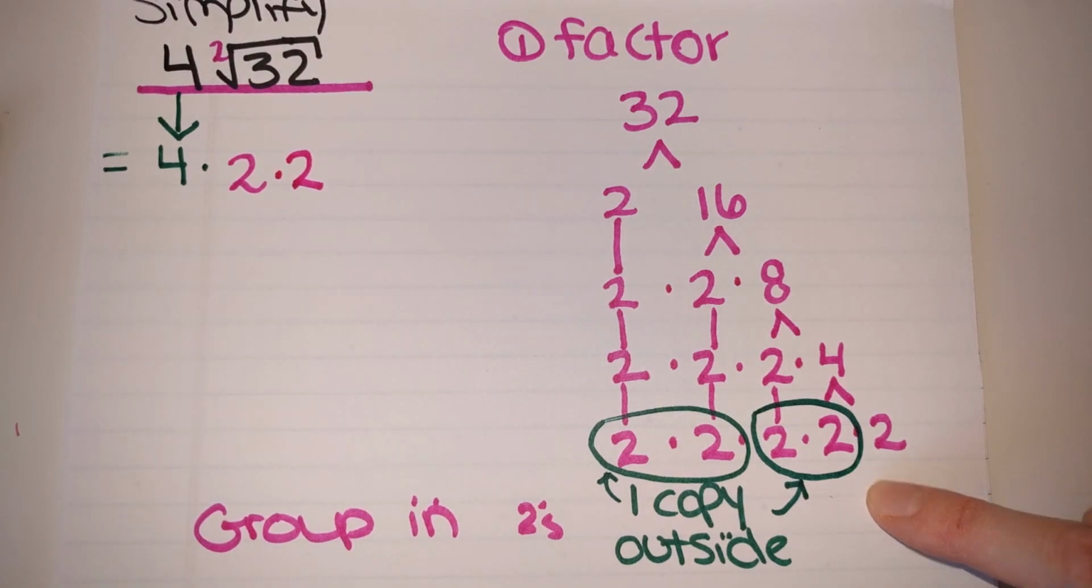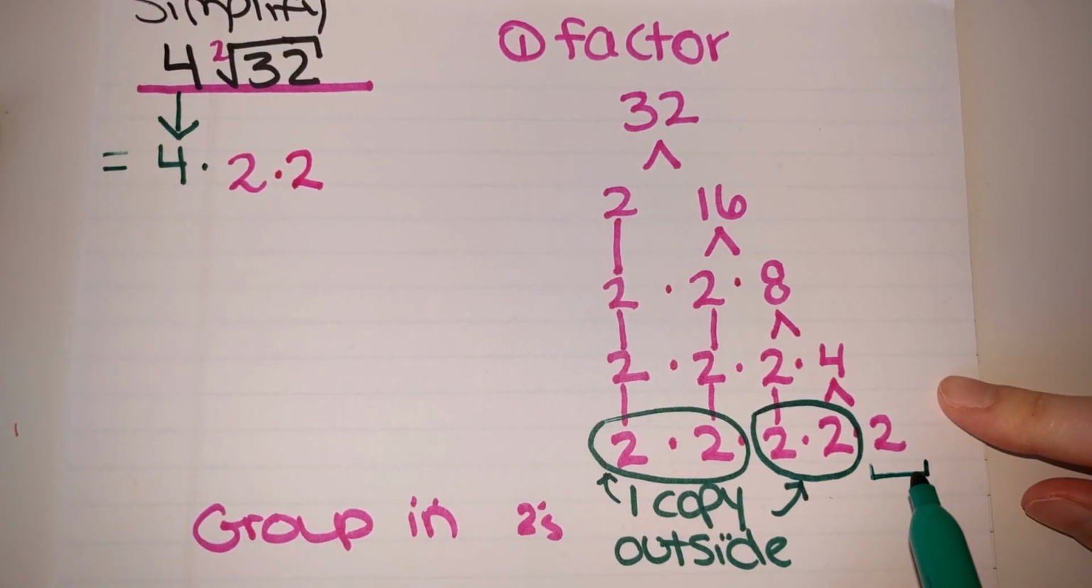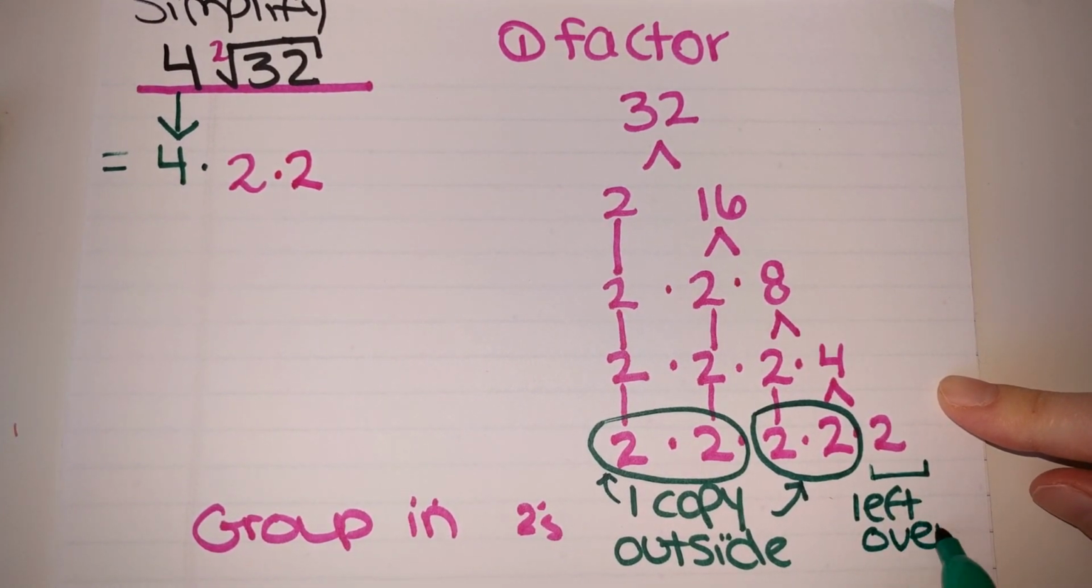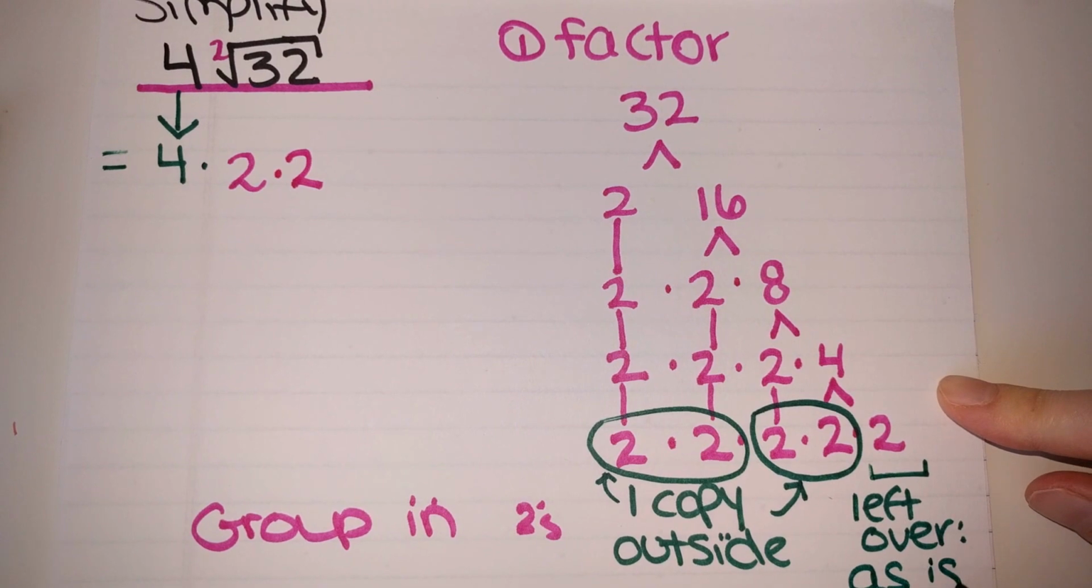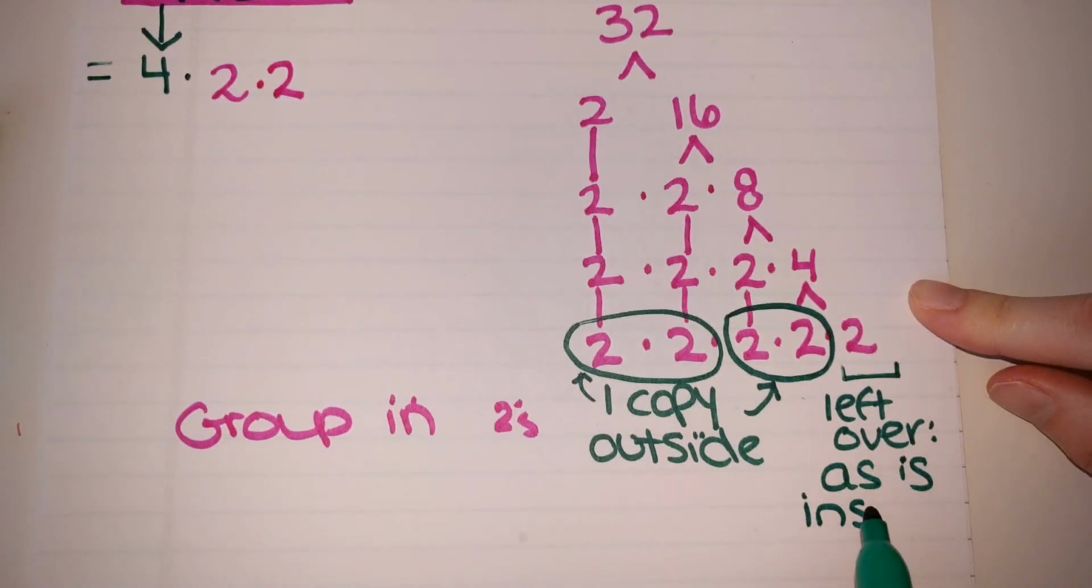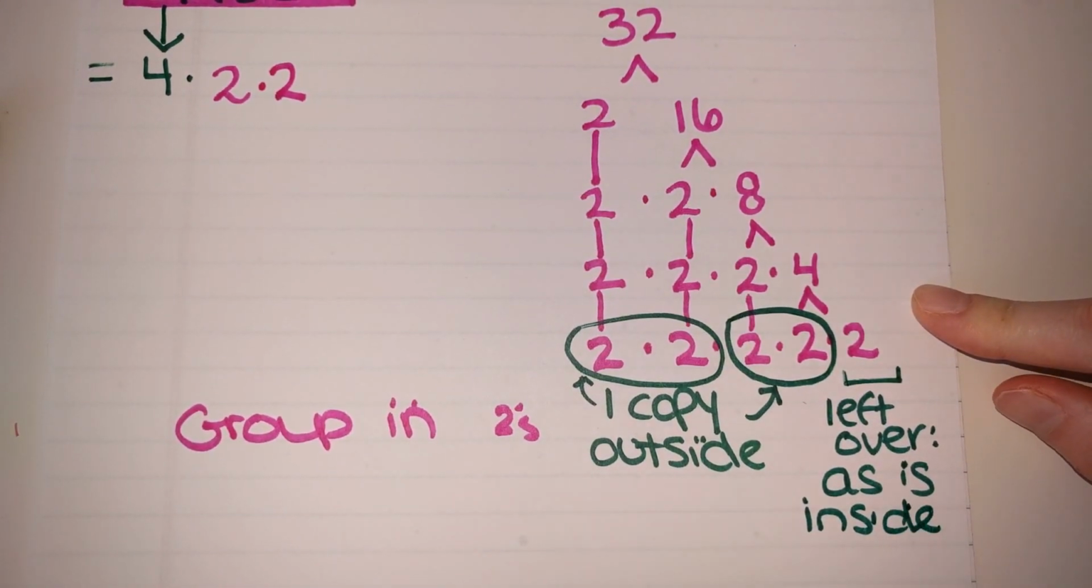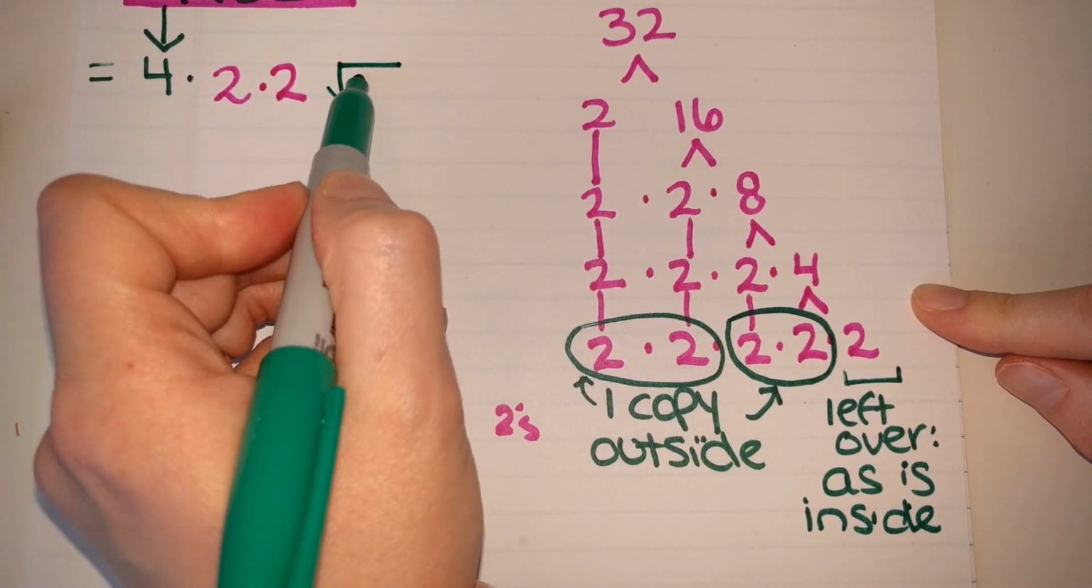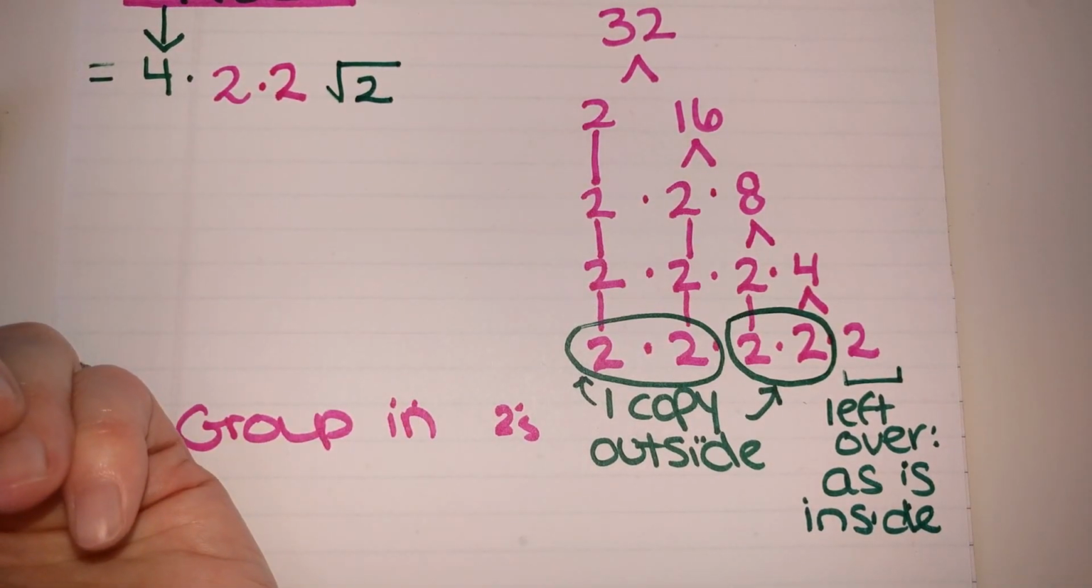Now, when we look at what is left over, the ungrouped numbers, those are going to appear as is inside of the radical. So inside of our radical, we will have a square root of 2.